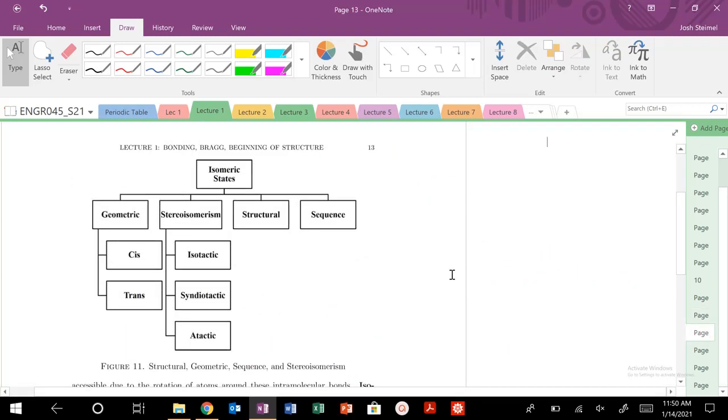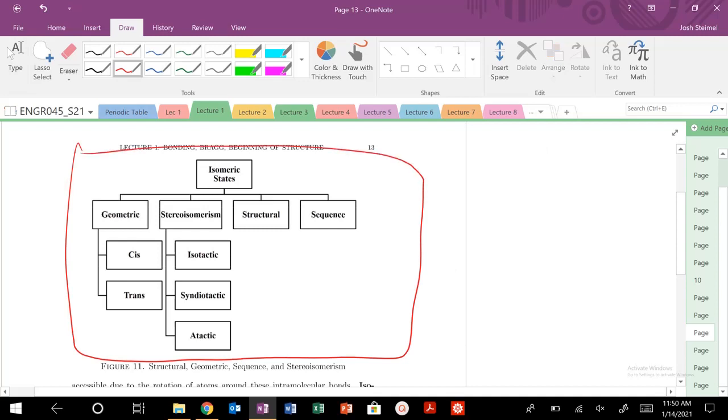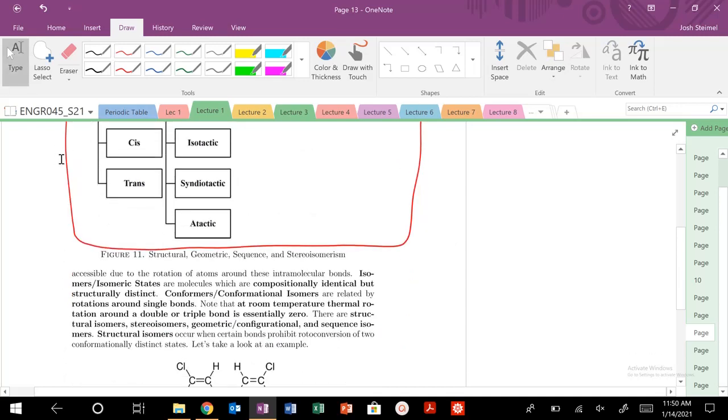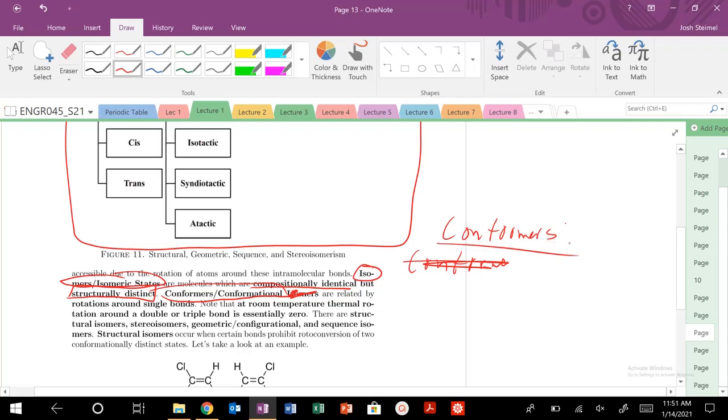There are definitely different types of isomeric states of material. Let's first talk about isomers versus conformers. Isomers are molecules which are compositionally identical but structurally distinct. Conformers, on the other hand, are not isomers; they are related by rotations about a single bond. They are also chemically identical, but they are not structurally distinct. You can relate them by a rotation about a single bond.